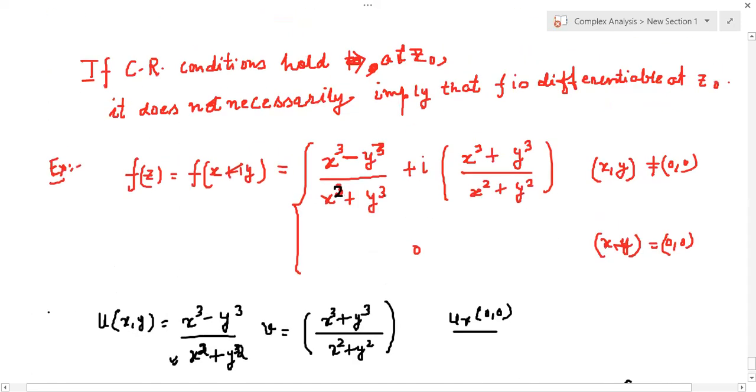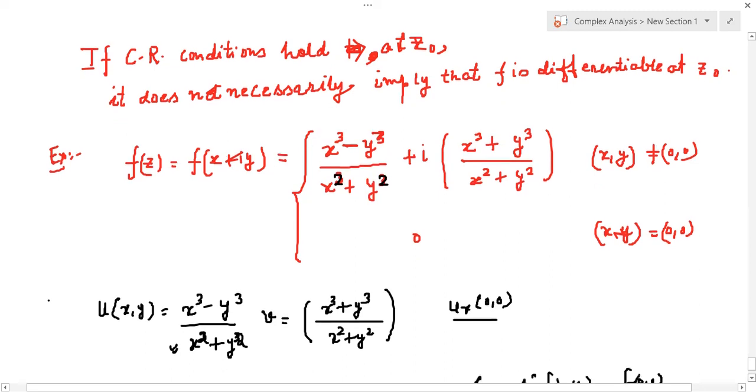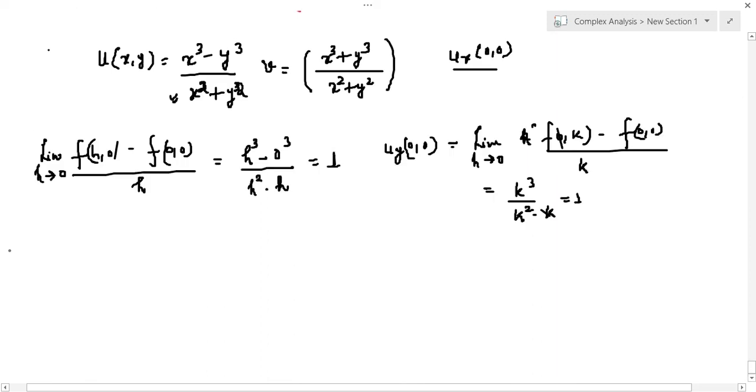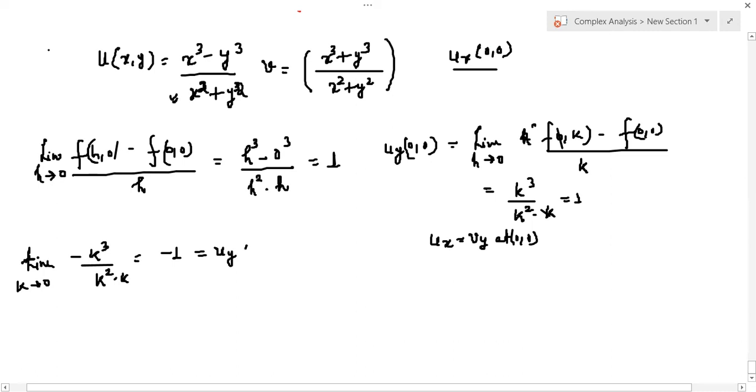This should be x squared plus y squared. So this is one of those functions where I'm going to show you that ux is equal to vy at 0, comma 0. And now let us find uy. Uy would be equal to what? I'm directly writing, it would be limit k tends to 0 of minus k cube divided by k square into k, that is minus 1. So this is uy at 0, comma 0.